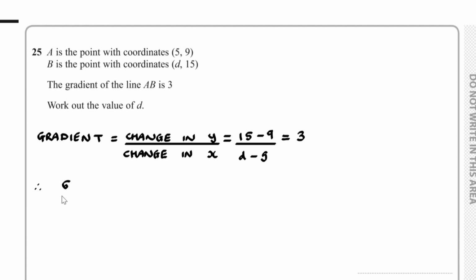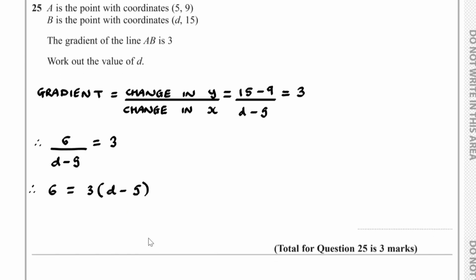Which means we have 6 divided by d minus 5 equals 3. Multiply through by d minus 5. We've got 6 equals 3 multiplied by d minus 5. Which means if I divide through by 3, 2 is equal to d minus 5, which means d is equal to 7.